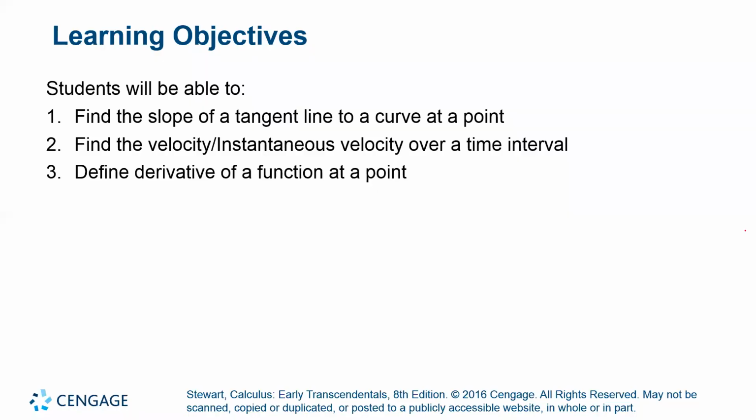Now in this video, by the end you should be able to find the slope of a tangent line to a curve at a point. There are two definitions that we're going to look at. And then find the velocity, which is the same as the instantaneous velocity over a time interval. And then define the derivative of a function at a point. In the next section we will look at the derivative as a function.